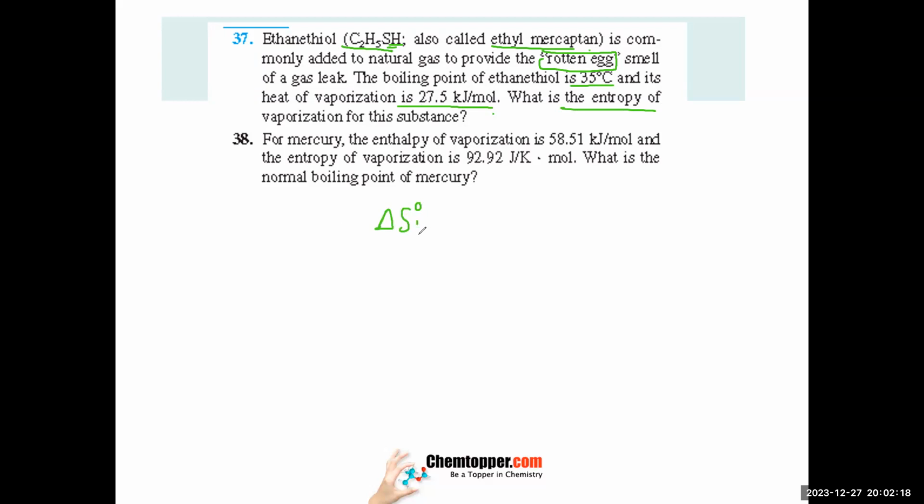Entropy of vaporization will be, yes, this is for the system, not for the surroundings. So you will take delta H of the system over temperature. Don't put minus now, okay? This time I'm not placing minus because I'm calculating entropy of vaporization of this substance, which is the system. This substance, ethane thiol, is the system. So we are talking about that. So don't put minus here.